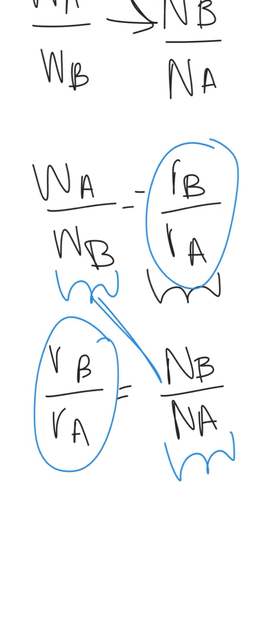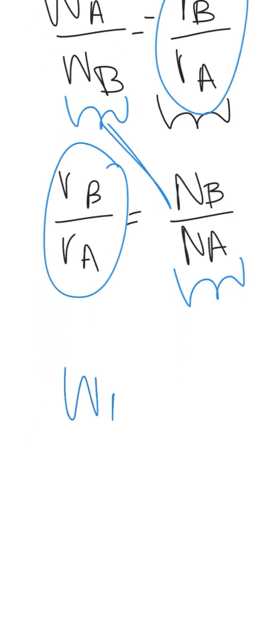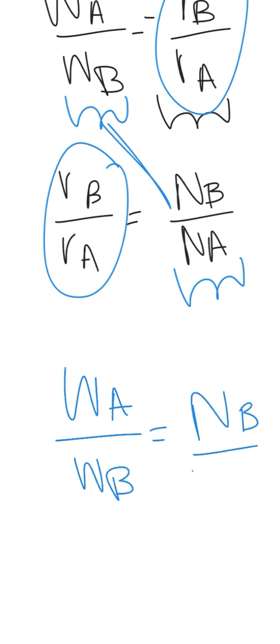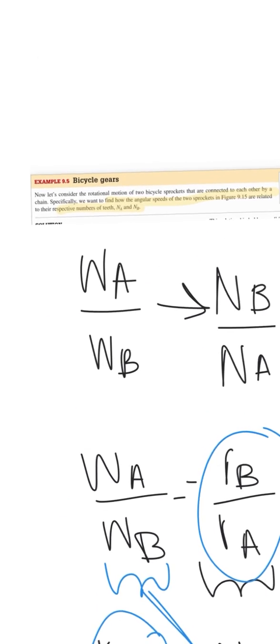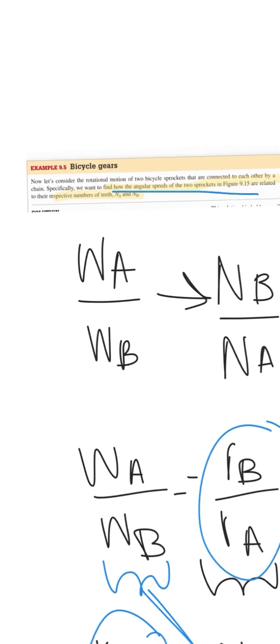then this is the relationship. WA over WB is equal to NB over NA. So this is the relationship of the angular speeds of the two sprockets and their respective number of teeth.